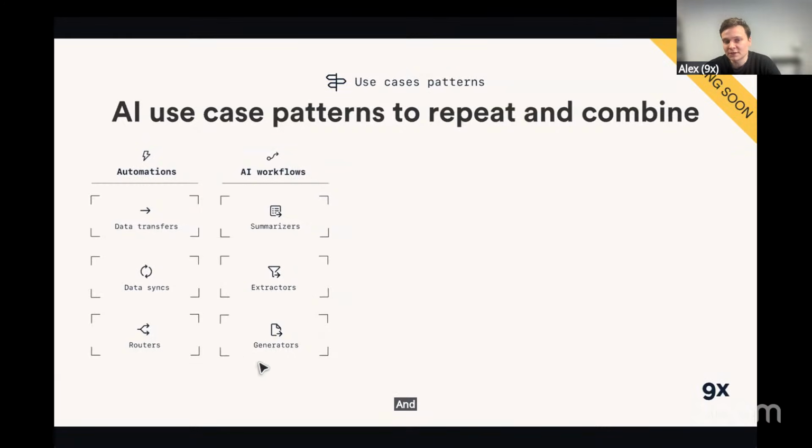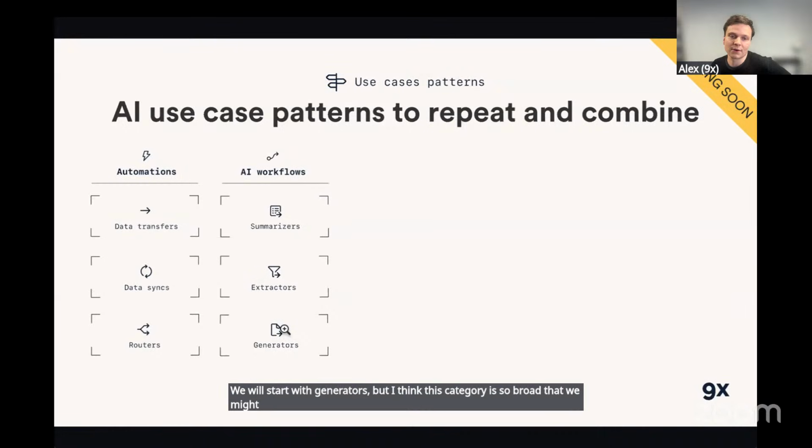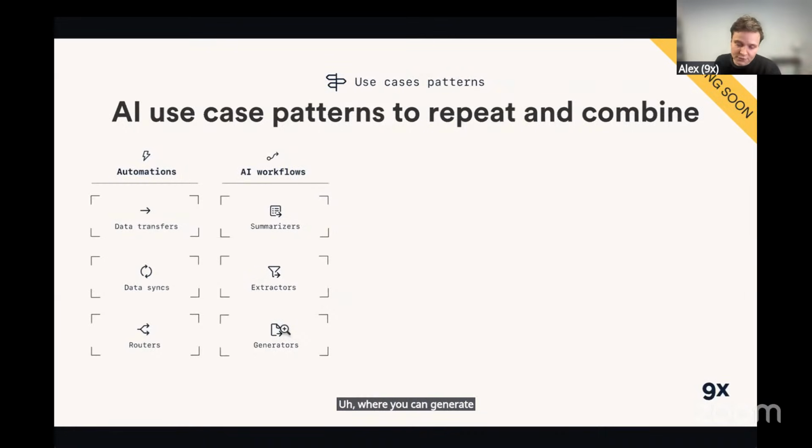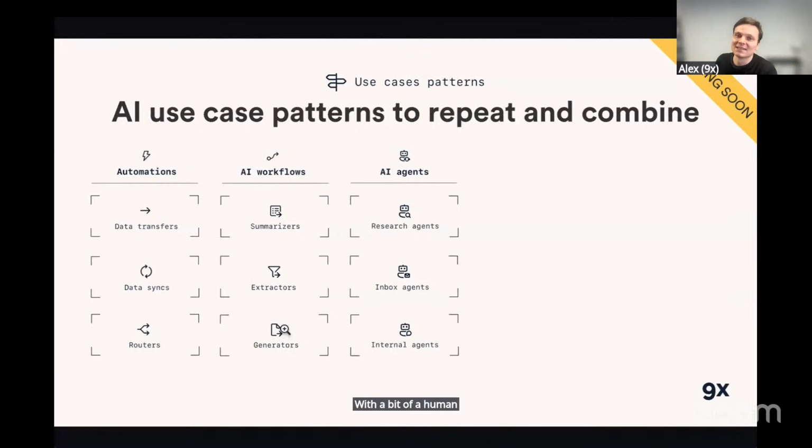And then we have generators, and we will start with generators, but I think this category is so broad that we might end up with a lot of subcategories there. Where you can generate offers, you can generate emails, you can generate LinkedIn posts, but you should review them because LinkedIn posts should be with a bit of a human touch, please.